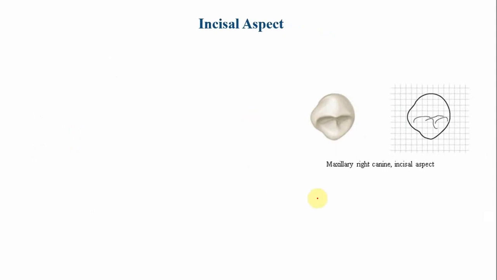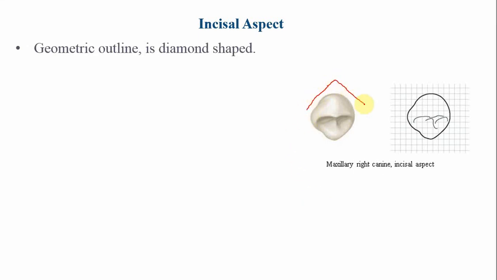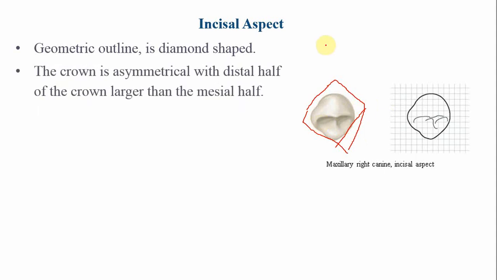Finally, the incisal aspect of the maxillary canine is characterized by the following. The geometric outline is diamond shape, as you can notice here. Not triangular like the maxillary incisor, it's diamond. The crown is asymmetrical, as is obvious. The mesial half is more curved. The distal half seems to be stretched out to make contact with the premolar.